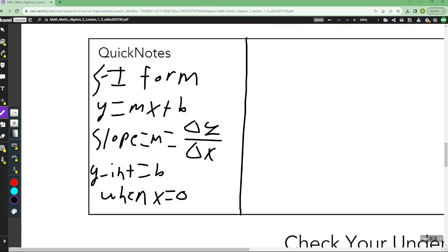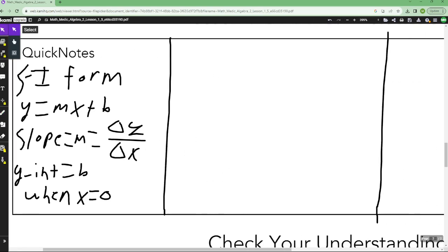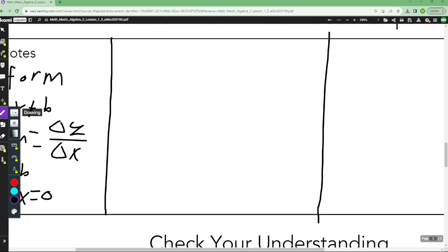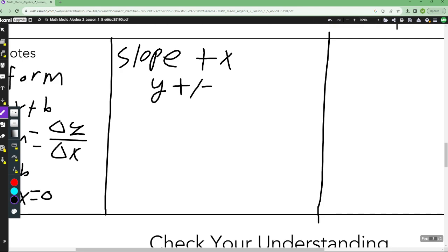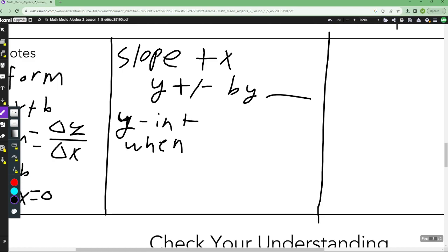So we'll go on over here. Interpreting slope and y-intercept: for each additional x, y increases or decreases by whatever value. The y-intercept, like we said, is when x equals 0, or nothing as the x value.